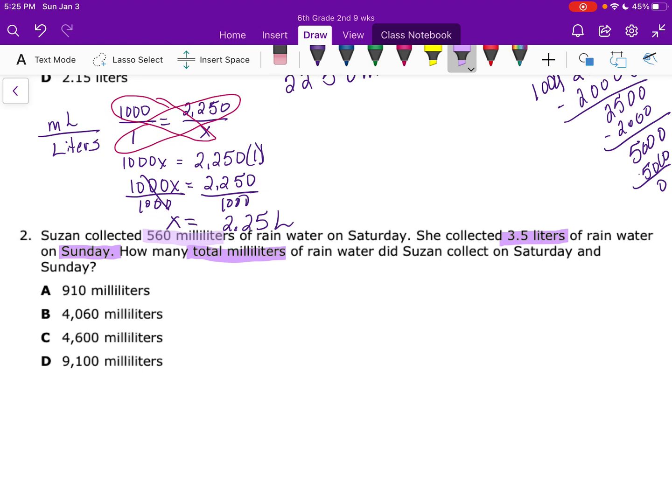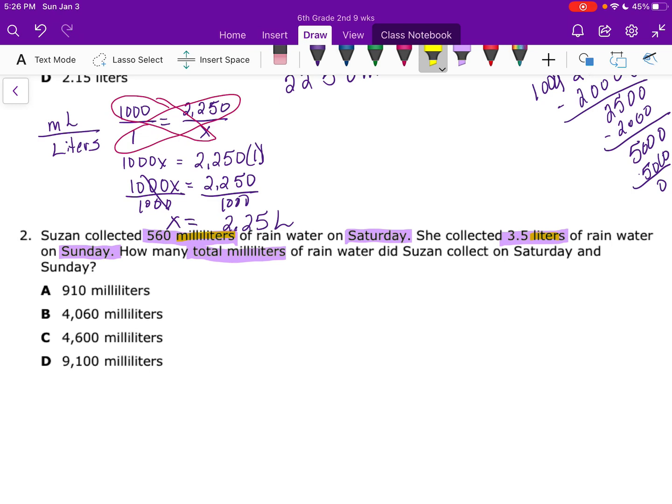and 560 milliliters on Saturday. So what do you notice about what she collected on Saturday and what she collected on Sunday? Well, hopefully you notice that one says milliliters and the other says liters. So that means we're going to have to convert one. Well, what do we convert it to?